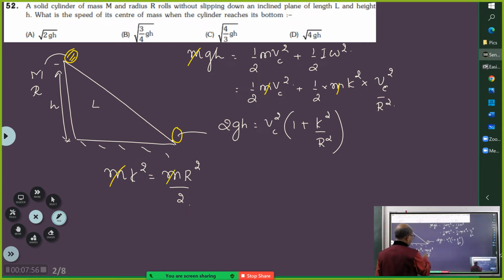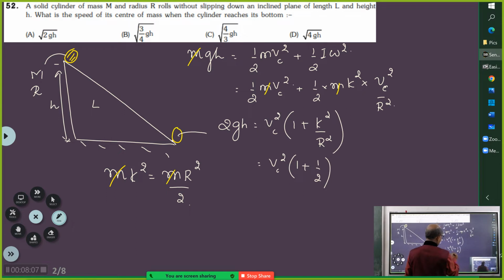So therefore, we are going to have k square by r square is half from this equation. So just substitute it here. So you get Vc square is equal to 1 plus half, that becomes 3 by 2. So this implies Vc square, the 2 comes here, so it becomes 4gh, and 3 is going to the bottom. And then if you want Vc, you should take the root of this: root of 4gh by 3.